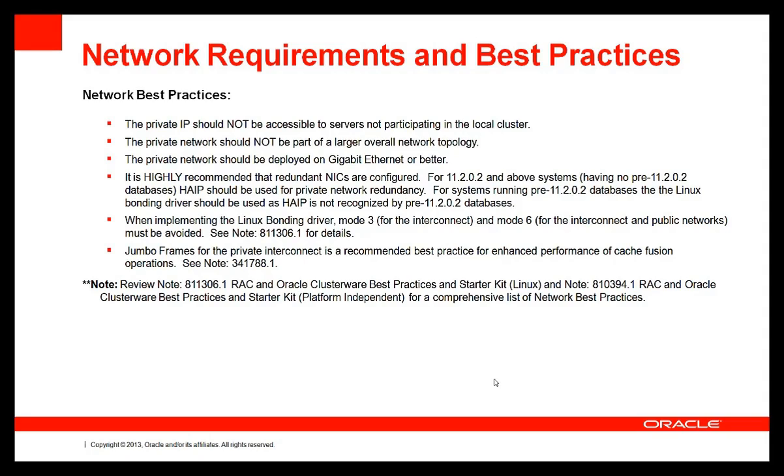It is highly recommended that redundant NICs are configured. For 11.2.0.2 and above, having no pre-11.2.0.2 databases, HAIP should be used for private network redundancy. For systems running pre-11.2 databases, the Linux bonding driver should be used because HAIP is not recognized by pre-11.2.0.2 databases. When implementing the Linux bonding driver, mode 3 and mode 6 must be avoided. They're problematic for various reasons. For details, see My Oracle Support Note 811.306.1.